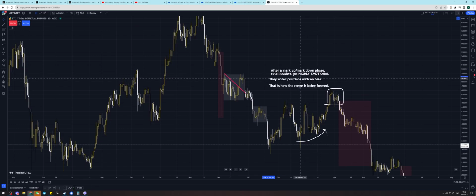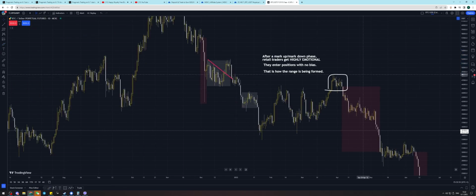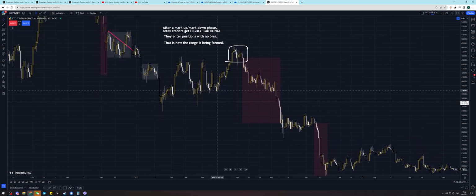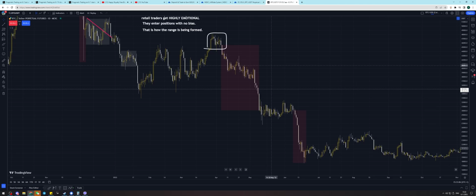And what happened next? People got highly emotional, they've been waiting for 5 months for this range to break. Many people lost a lot of money here because they were expecting the markdown phase to continue, or they were expecting a markup phase to start. Okay, so I said it before and I'm saying it again. After we have a markdown phase or a markup phase, an asset will create a range, and we will stay in that range until enough liquidity is being gathered for the continuation of the move or a move in the other direction.